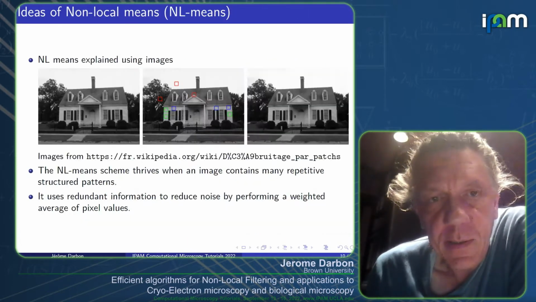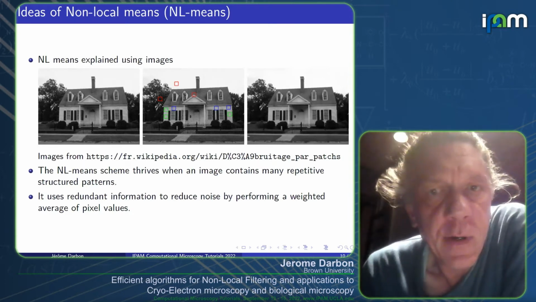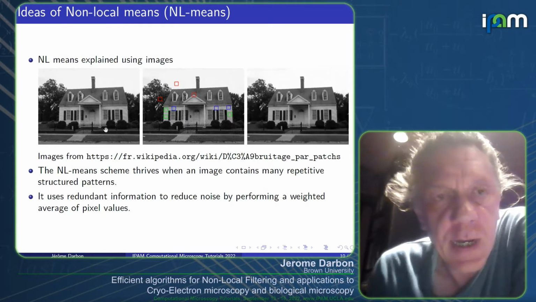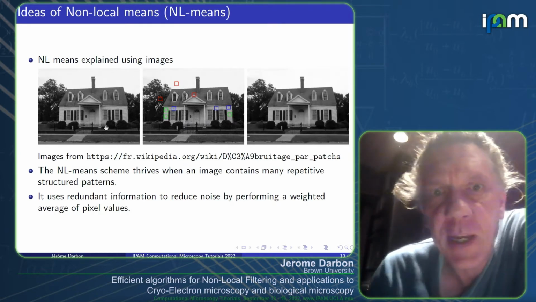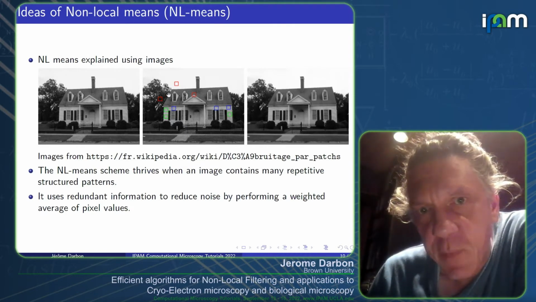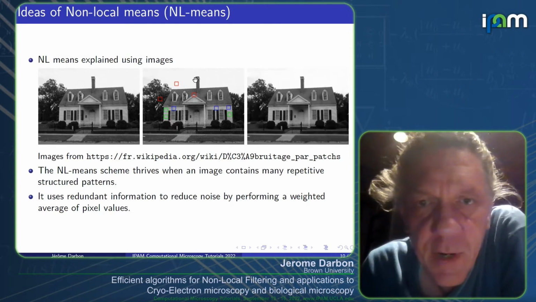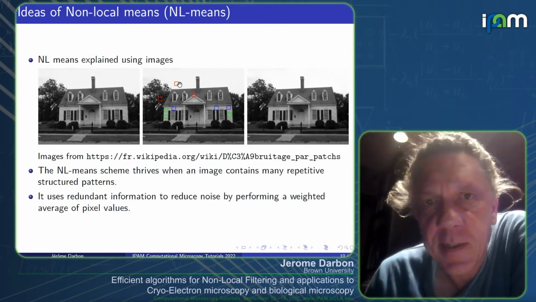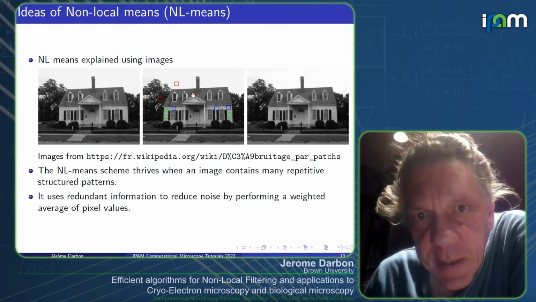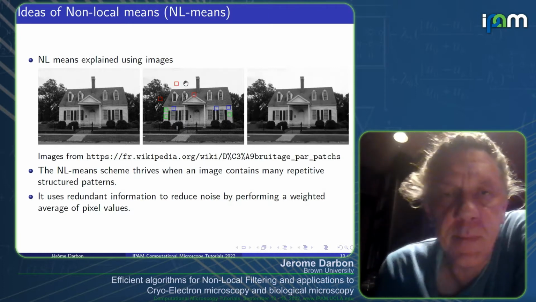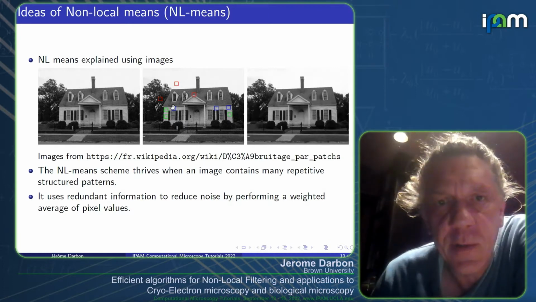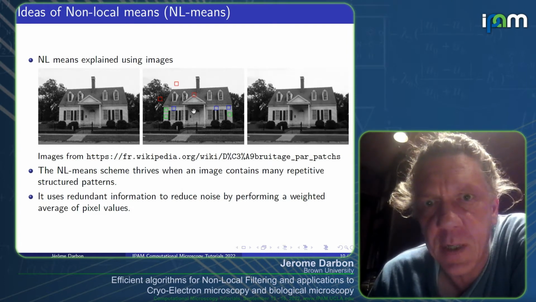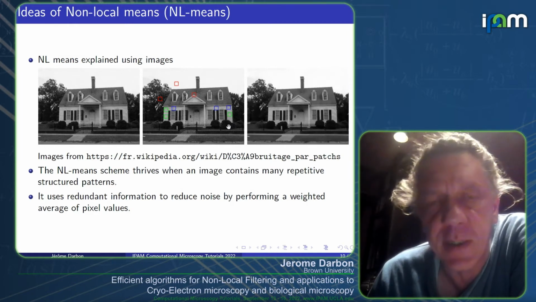So let me show you the idea of NL-means on some pictures. On the left, you have an original noisy image. Then here I represent some patches using squares in colors. So this is what the algorithm detects. Let's say that you have the red patches, and then you're going to use that information of the red patches to denoise each pixel inside the red patches, and similarly the blue, and similarly the green.